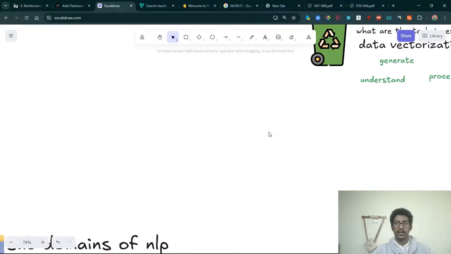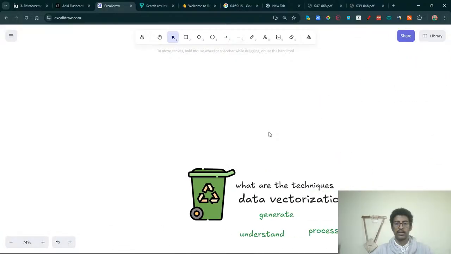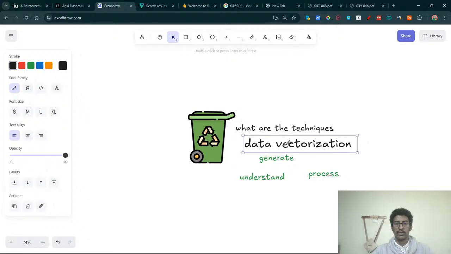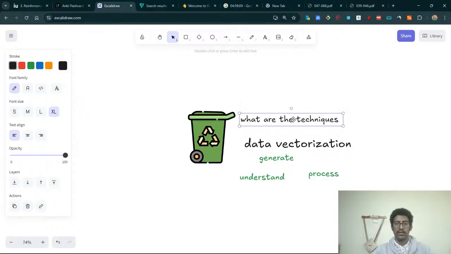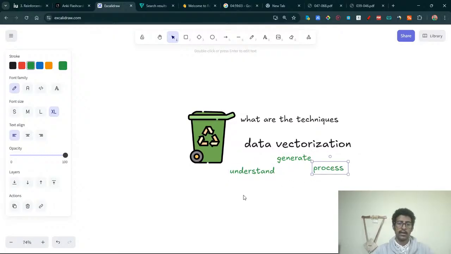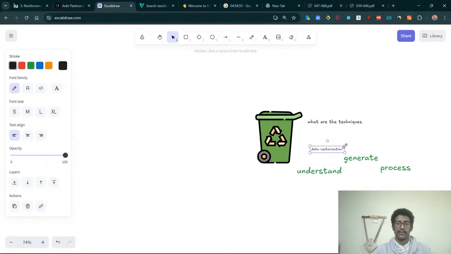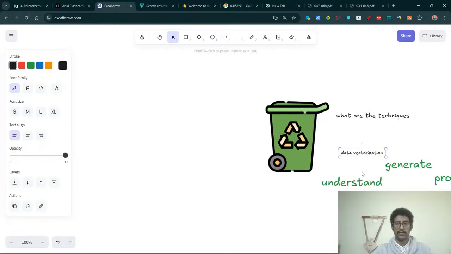Here are the things that I didn't understand. There are terms. I don't understand what data vectorization is and what the techniques are. What do we mean by generate, understand, and process? And these are jargon terms, and I will fill them in here. I put some jargon terminologies right here.